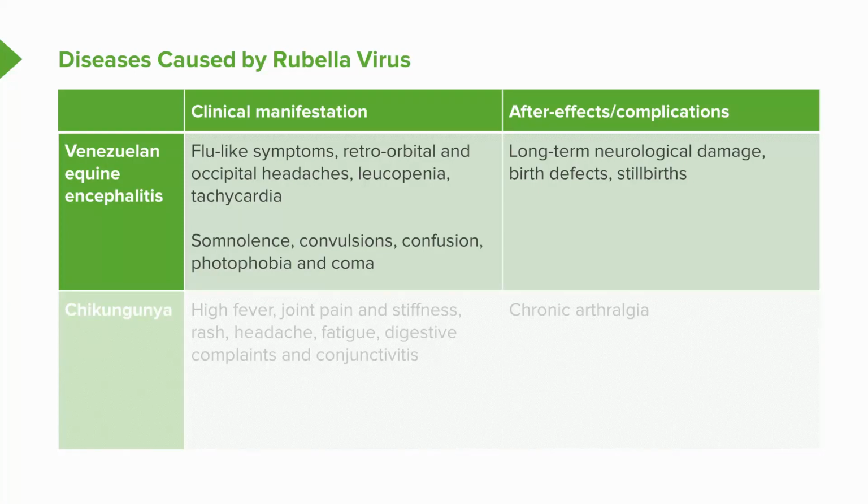Venezuelan equine encephalitis. Here again, it starts with flu-like symptoms, developing retroorbital or occipital headaches, leukopenia, tachycardia, mostly a very severe flu-like illness, but then they also progress into somnolence, coma, seizures, confusion, photophobia, the whole nine yards. You see a recurring theme here: starting off flu-like, progressing into aseptic meningitis-like symptoms, and then into coma. Long-term effects in Venezuelan equine encephalitis include focal neurologic damage causing some paresis, stillbirths and birth defects in babies born to mothers with this.